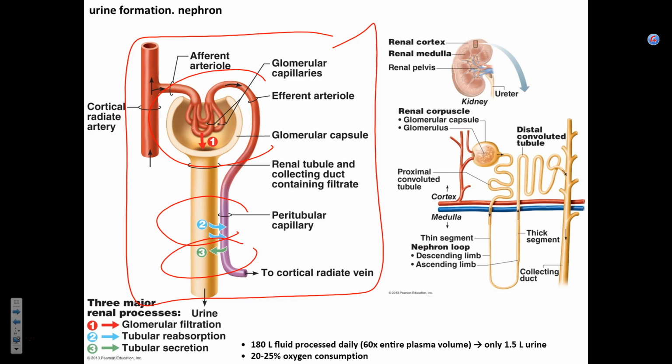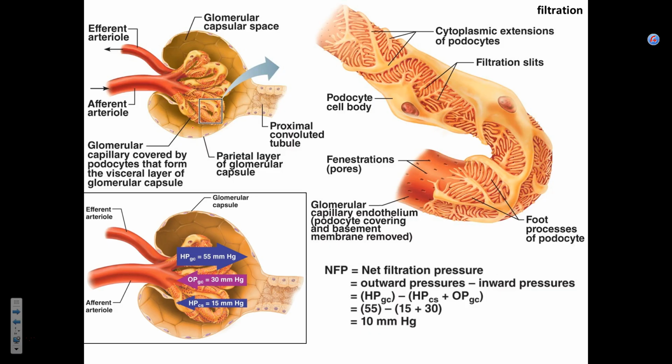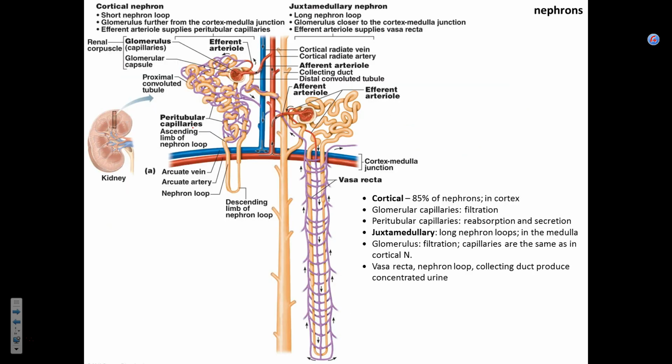And for now, we're going to focus on filtration. Remember when we talked about nephron? We mentioned that it consists of the glomerulus, which is essentially a bunch of capillaries surrounded by a capsule, and nephron tubules, proximal convoluted, distal convoluted, the nephron loop or loop of Henle.